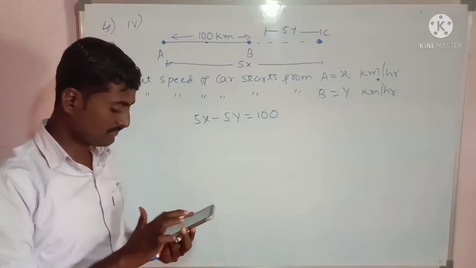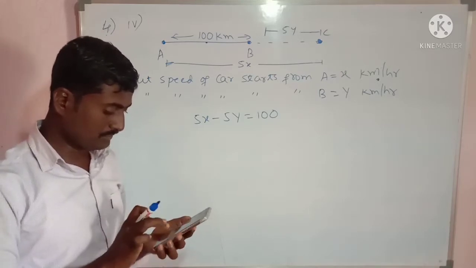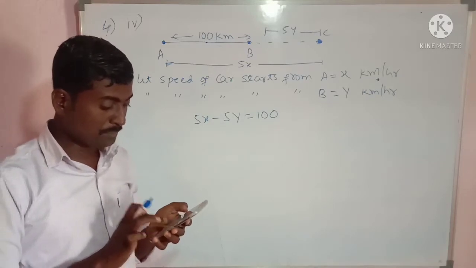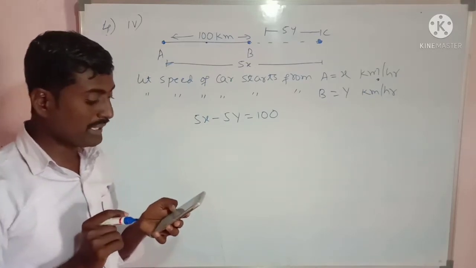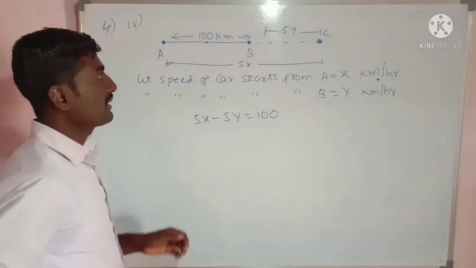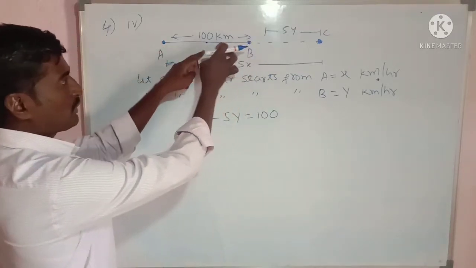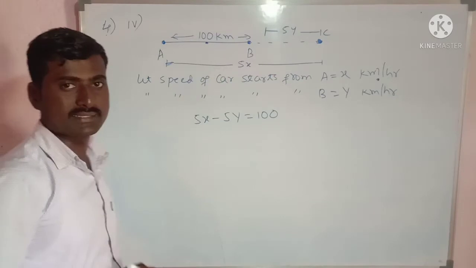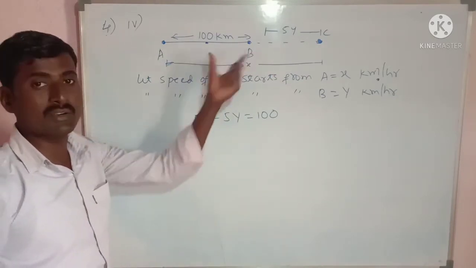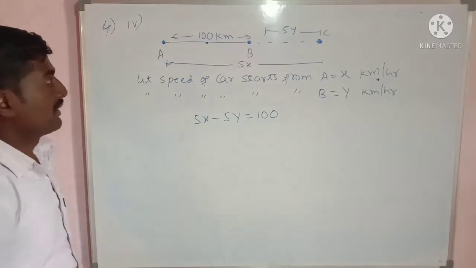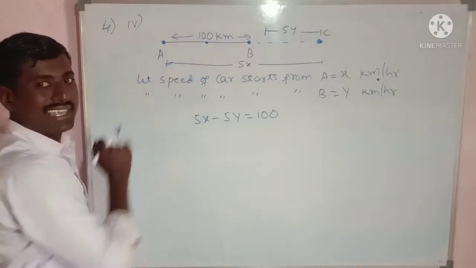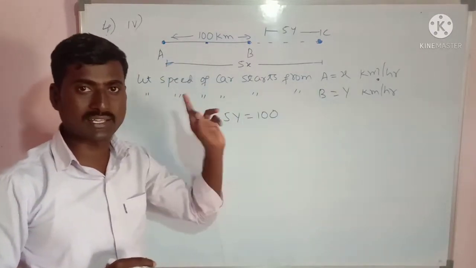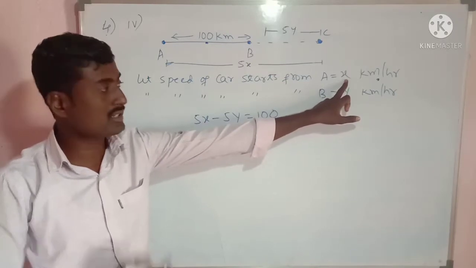What is the second condition? If they travel towards each other, they meet in 1 hour. So now these two cars are traveling towards each other, meaning in opposite direction. Let us assume that they will meet at this place. Now how much time have they taken? 1 hour to meet. Now what is the distance covered by car A? I can take it as 1x, because 1 hour time it has taken.